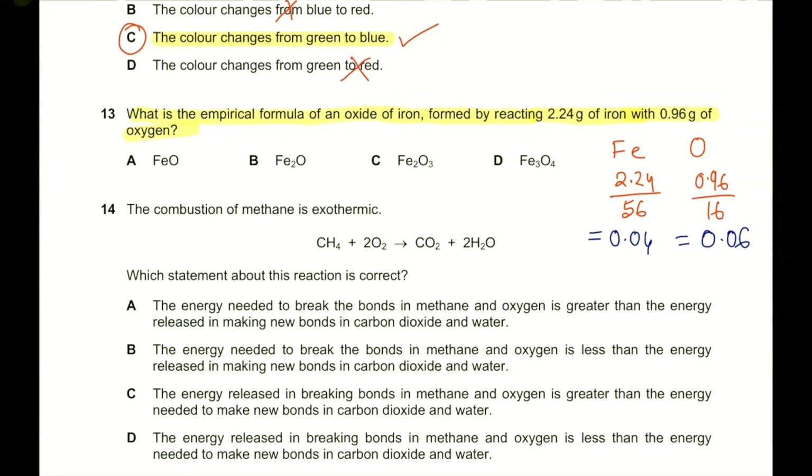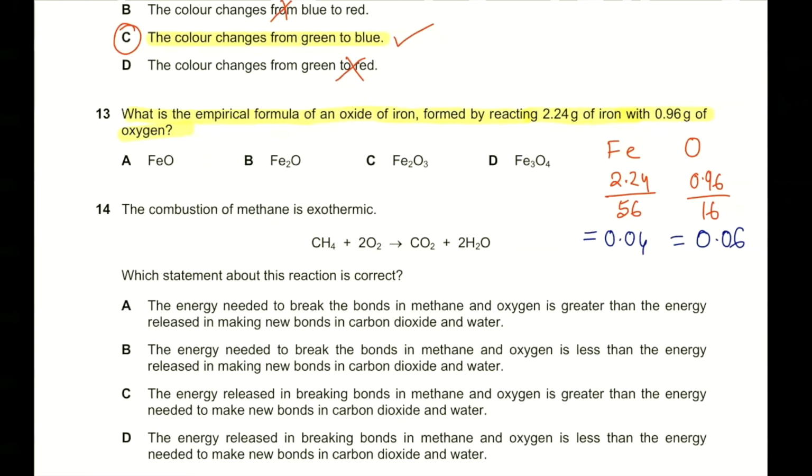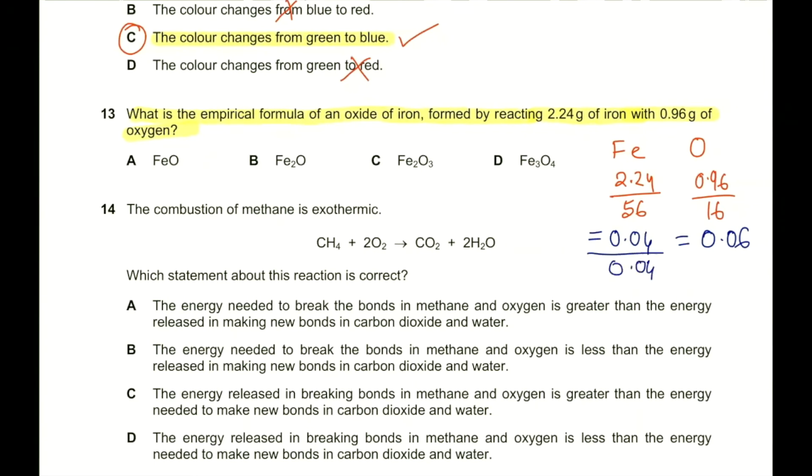Now we have to choose the smallest number between them two. So 0.04 will be divided by 0.04 and 0.06 will be divided by 0.04. The resulting answer is 1 and the resulting answer is 1.5. So since we have a decimal place, we will multiply by such numbers so that we get whole numbers. So now we're going to get Fe2O3. So guys, Fe2O3, 13C will be the correct answer.